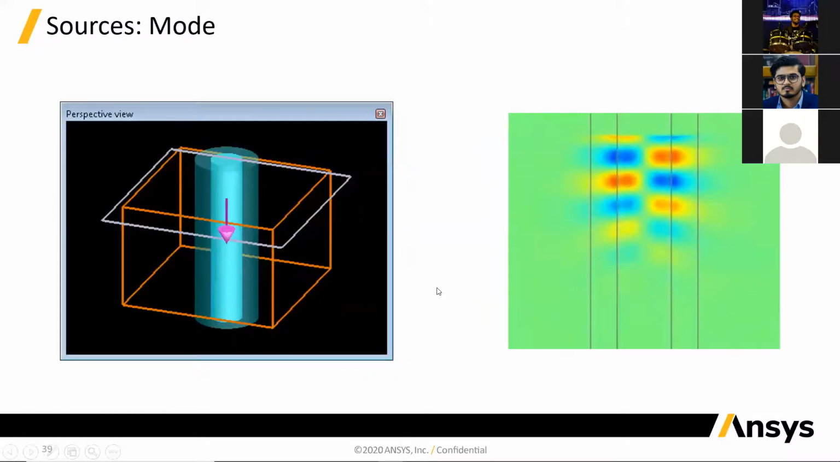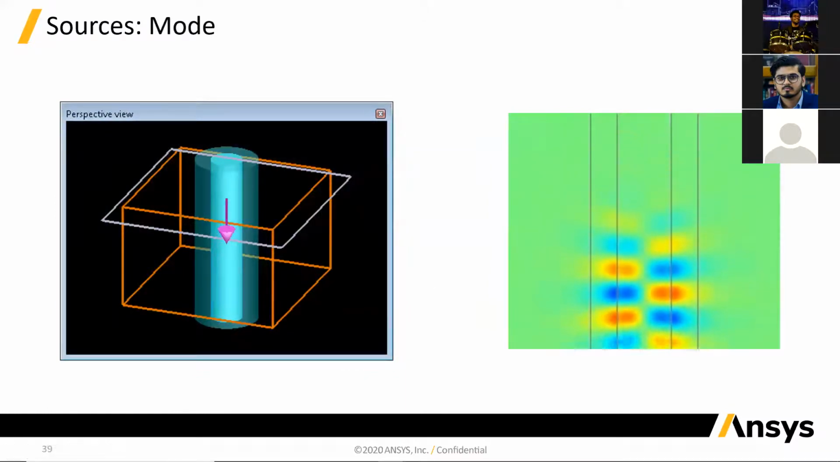The mode source is another common source. If in your simulation volume you have light coming in through a waveguide or an optical fiber, that means that the light is confined in a particular geometry, and maybe only the supported optical mode in the waveguide is coming through. And that's when the mode source is useful.